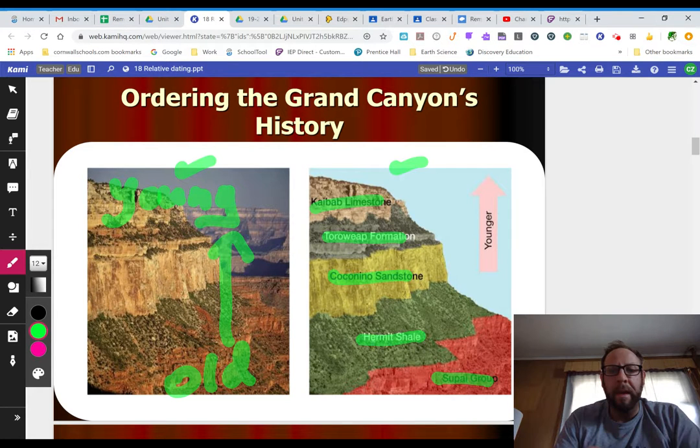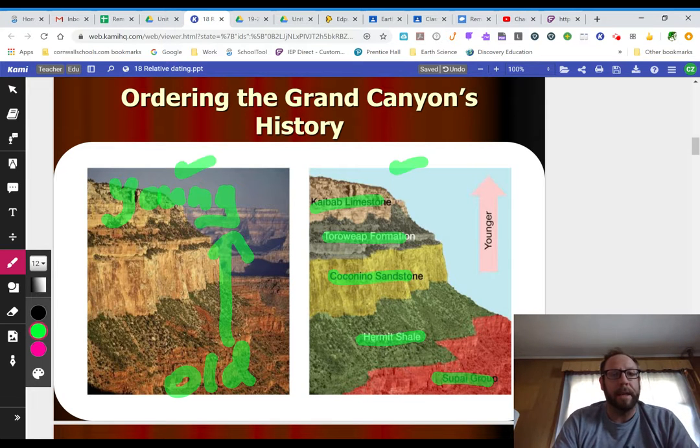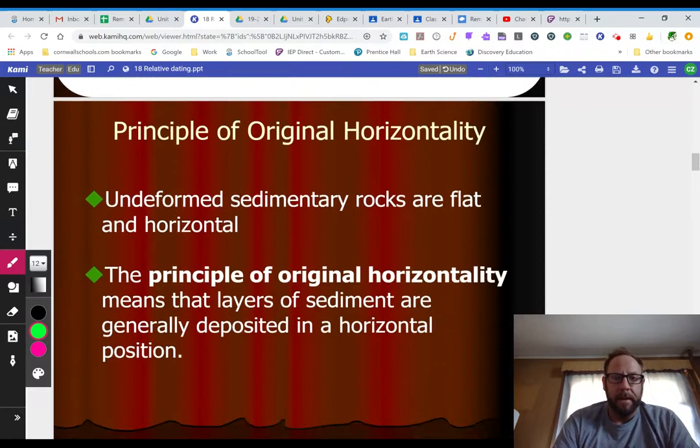These are undisturbed layers. They were laid down in this order: the Supai group first, then the Hermit Shale, then the Coconino Sandstone, the Toroweap Formation, and finally the Kaibab Limestone was laid down on top. It's the youngest.